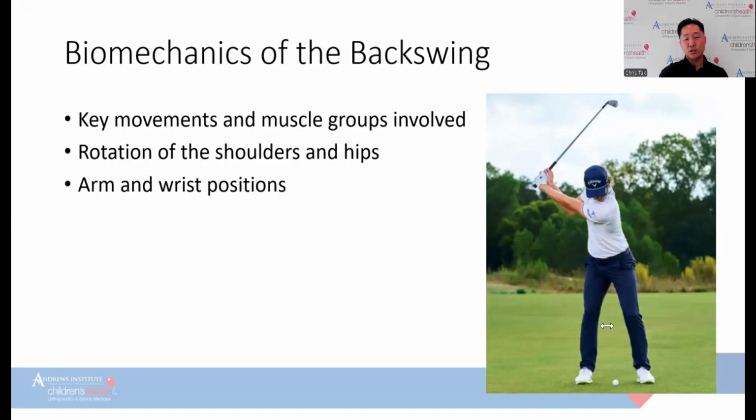And then, of course, the rotation of the shoulders is about 90 degrees, and the hip rotates about 45 degrees. As you can see here, this person is keeping the lead arm, which is this arm right here, the left arm for a right-handed golfer, as straight as possible. And then you will have a hinging happening at the wrist, but that will happen naturally.